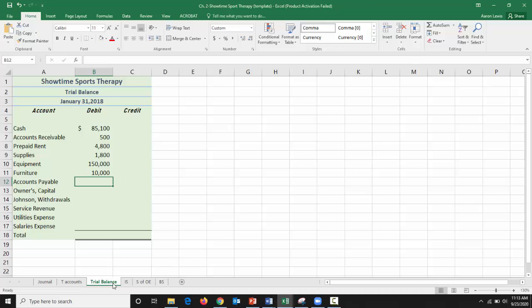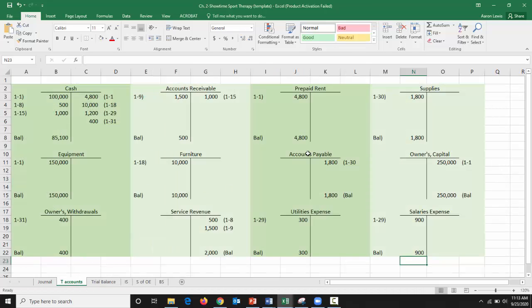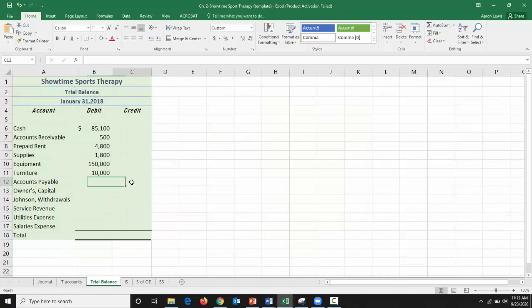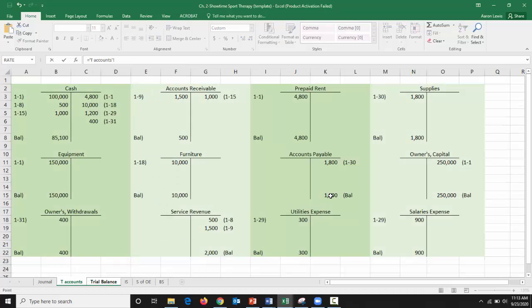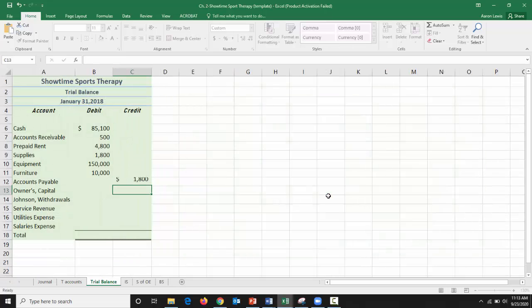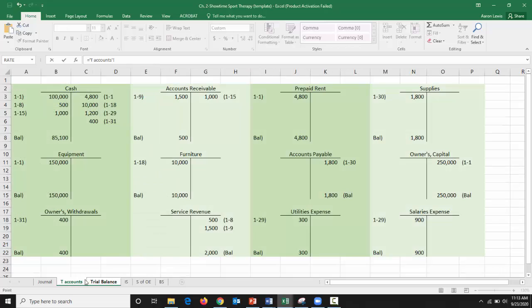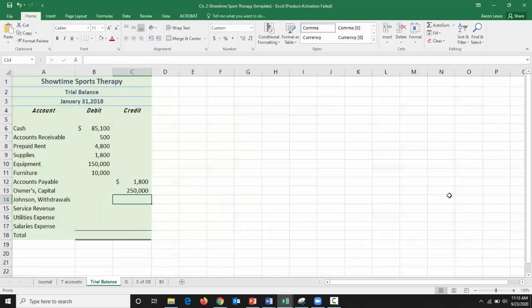Our next account is accounts payable. And if we go and we look and we see accounts payable has a balance on the right hand side, the credit side. So when we put it in the trial balance, we have to make sure that we're putting it in the correct column. It is a credit, so we're going to bring that over. That's going to be $1,800. Owner's capital has a balance of $250,000 on the credit side. We're going to bring that over.